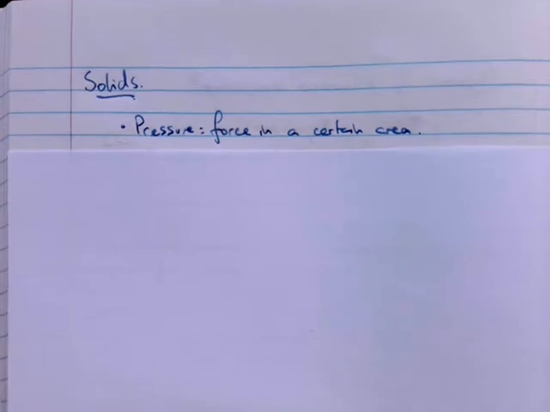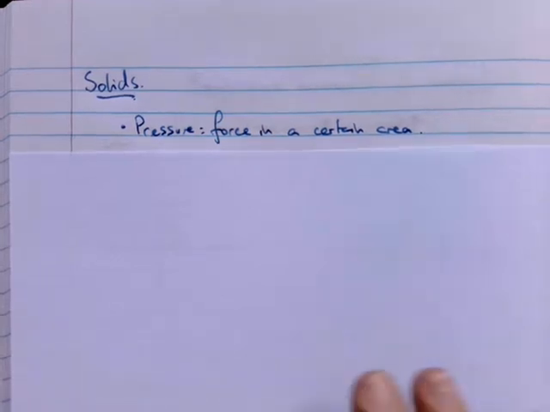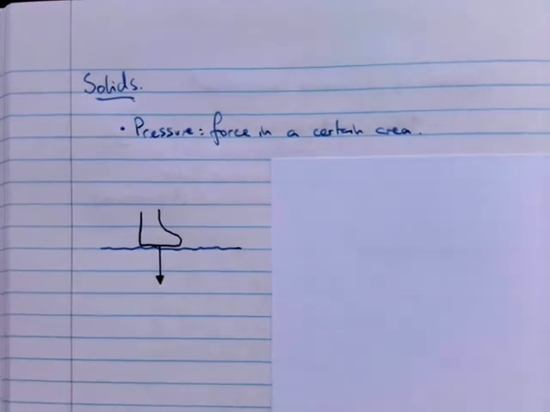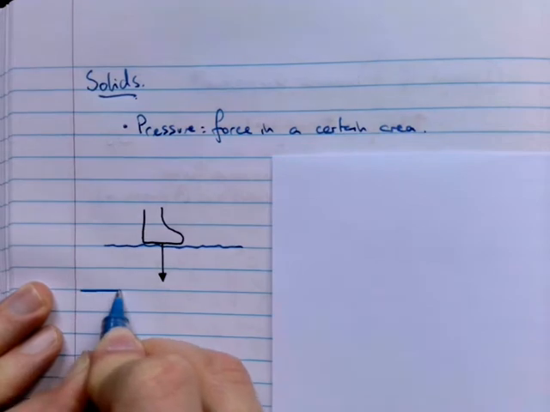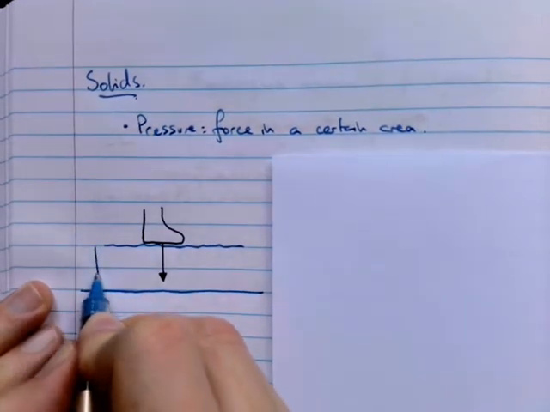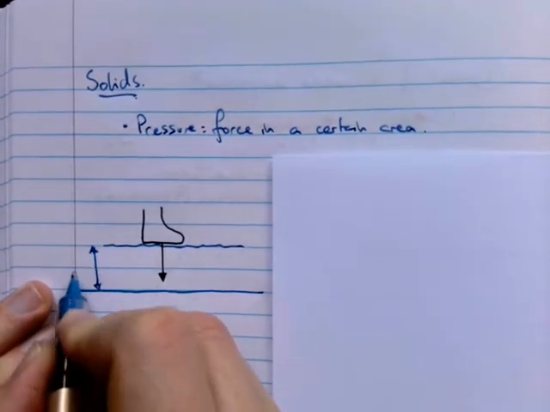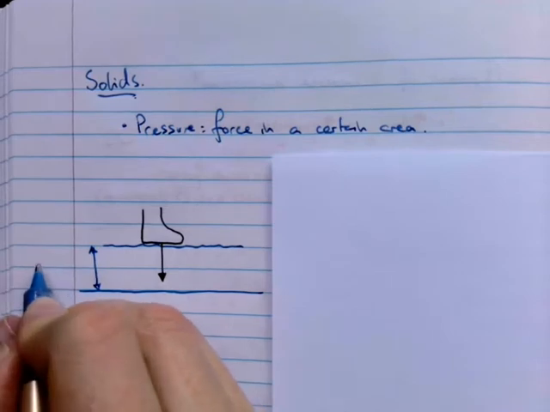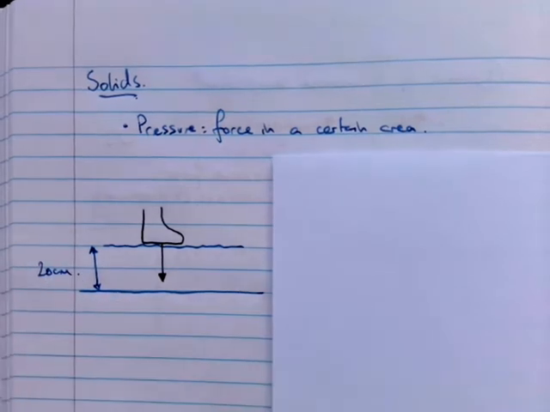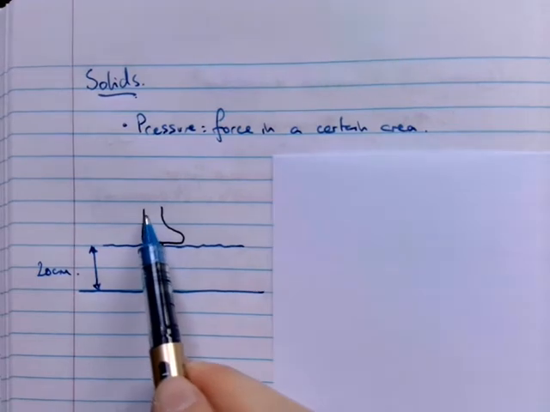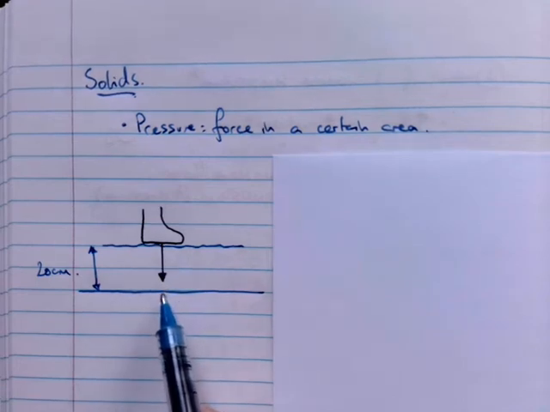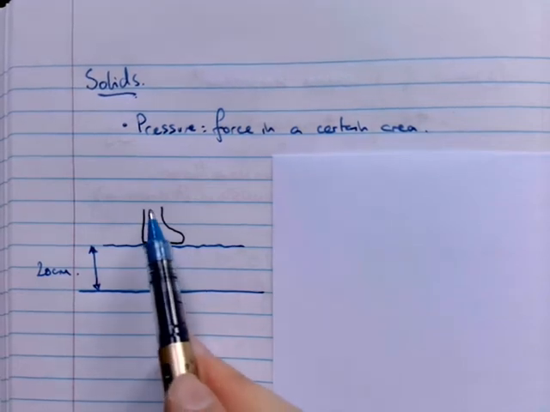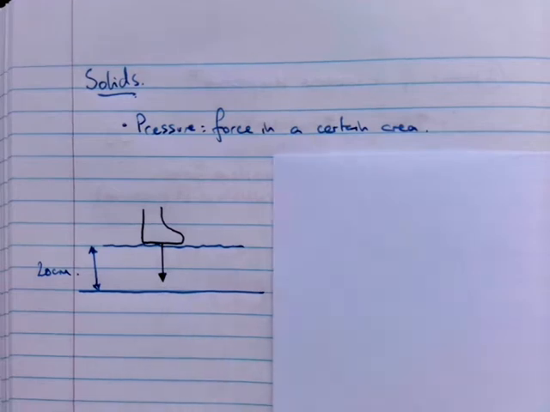So when it snows, if you go outside in the snow, okay, so this is my picture of the surface of the snow here, and then this is the ground. Okay, so there's quite a lot of snow here. Let's be generous, let's say there's 20 centimeters of snow. If you go out and this is your foot here, your normal foot, and you step on the surface of the snow, then you are going to go through the snow to the ground.